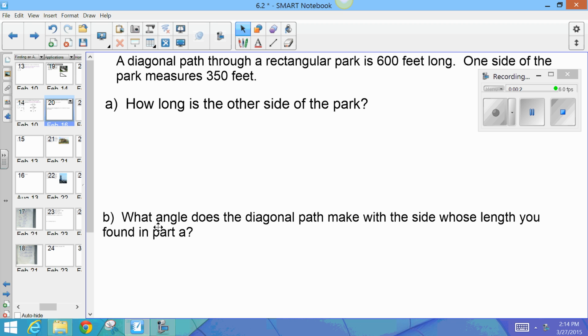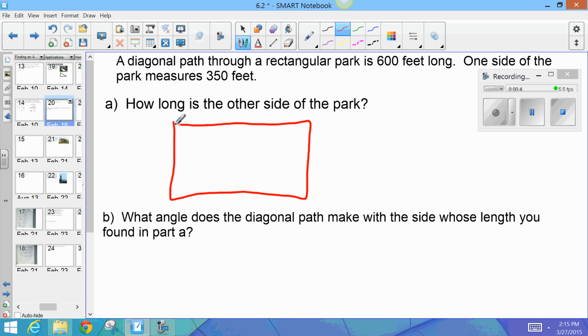All right, so sometimes you're not given a picture and you've got to be able to draw a picture based on the wording. So that's what I'm going to do. It says it's a diagonal path through a rectangular park, so I'm just going to draw a rectangle. The rectangle has 4 right angles, opposite sides are congruent. Gotta remember all that stuff in geometry. And the diagonal path, there it is. The diagonal path is going to create 2 congruent right triangles. And that diagonal path is 600.